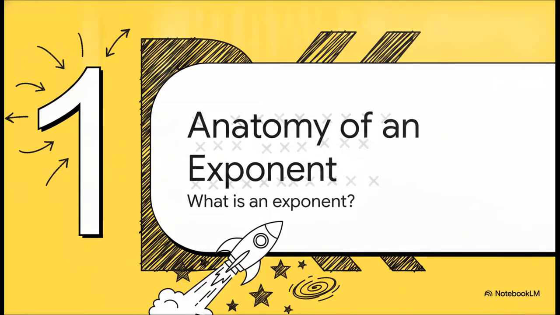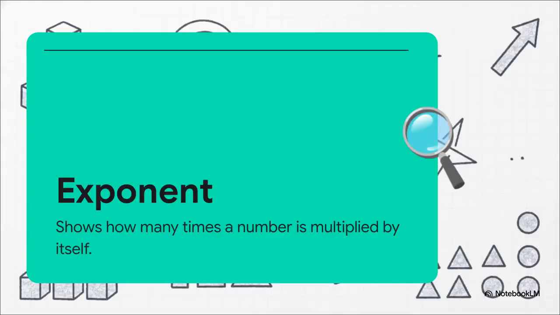All right, Section 1, Anatomy of an Exponent. Formally speaking, an exponent is just a mathematical notation showing how many times a number is multiplied by itself. You've got your base a and your tiny raised n. It totally saves us from writing out endless, messy strings of multiplication. Instead, it gives us this beautifully clean, structured way to express rapid growth.